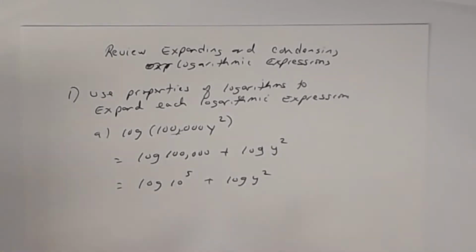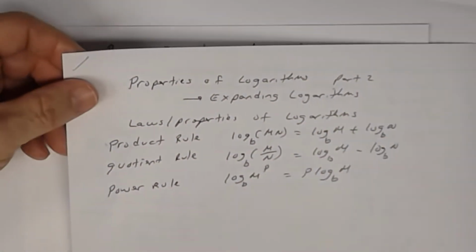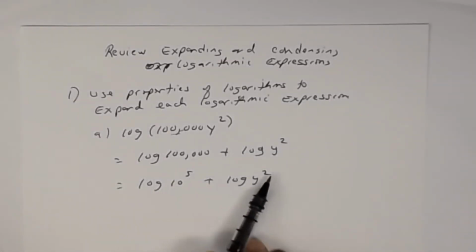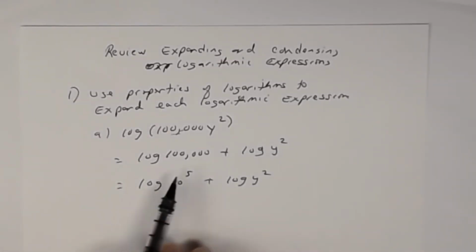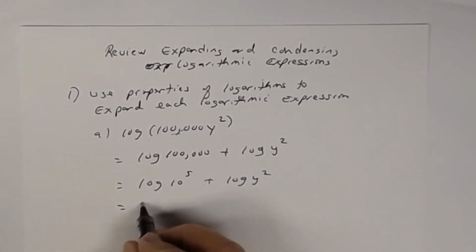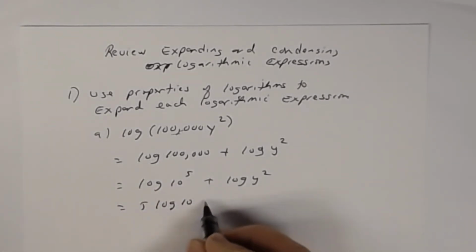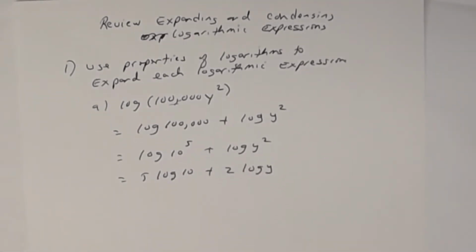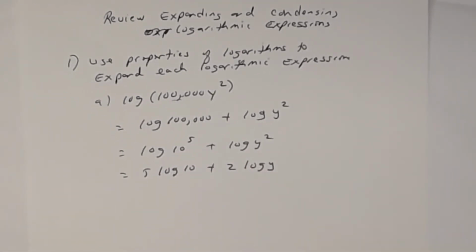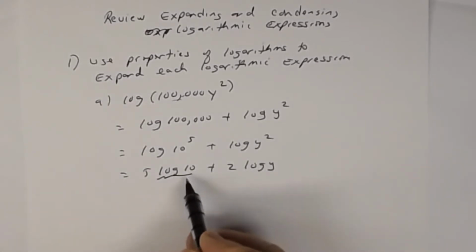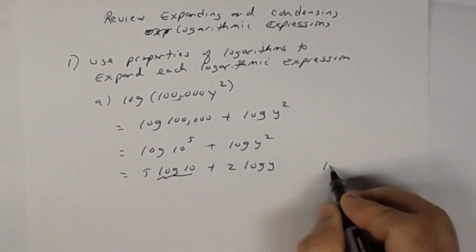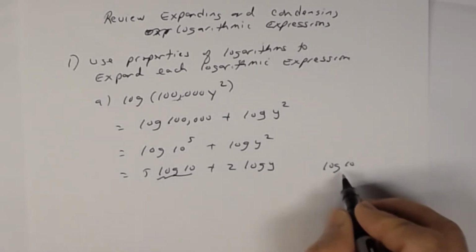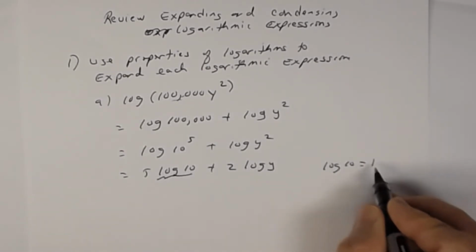And then notice I can use a power rule now, because I have a power. So I can rewrite this right here and pull that 5 out in front. So I get 5 times the log of 10 plus 2 times the log of y. Now again, simplify whenever you can. I want you to notice this right here, the log of 10. You know what the log of 10 is. Remember, the base here is 10. So the log of 10 is going to be 1.